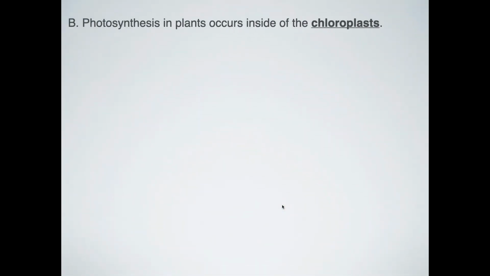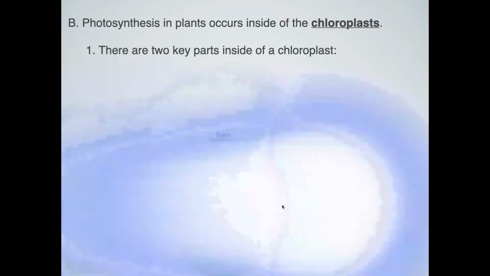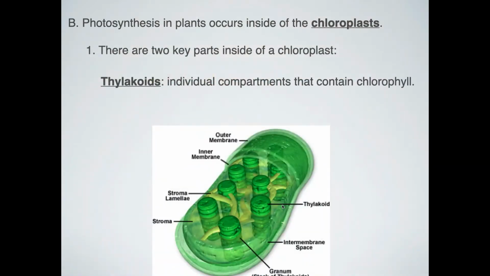So photosynthesis in plants occurs inside of the chloroplast, and there are two key parts that we need to be aware of inside of the chloroplast. So you can see that there's a lot of detail here. We only need to be aware of two parts, though. The thylakoid is the first one, and that's what contains the chlorophyll, okay? So that's the first part. And so you can see these little thylakoids, they look like little coins, kind of stacked on top of each other, and that's what we call the thylakoid inside of our chloroplasts.